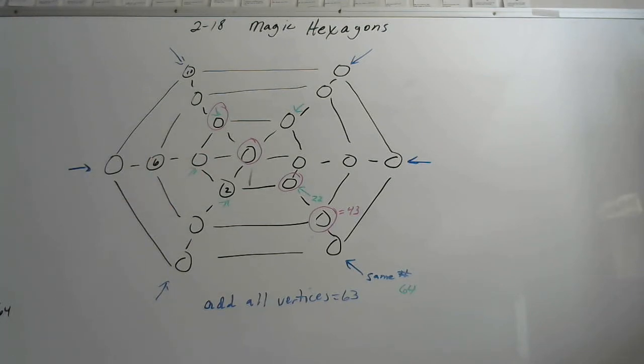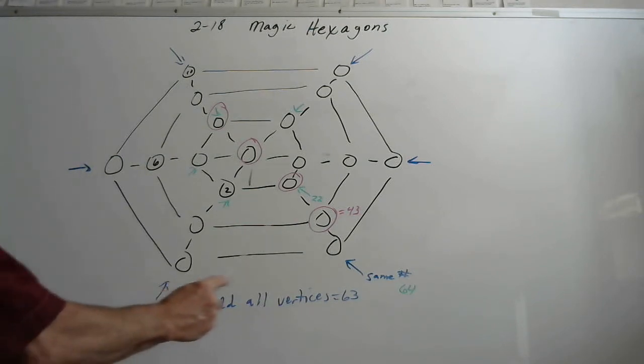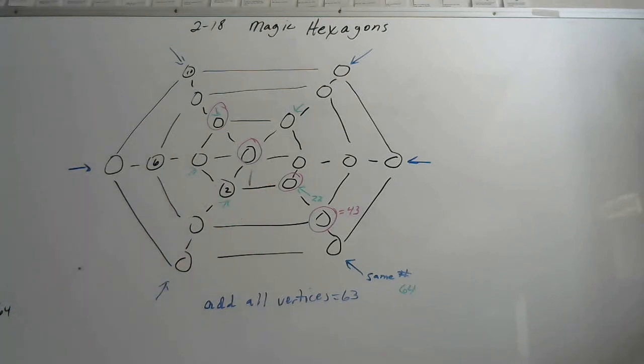Number 2, the sum of the numbers on each diagonal of the smallest one is 22. Here's my smallest one, so this plus this plus this is 22. This plus this plus this is 22. This plus this is 22. The sum of the numbers on each diagonal of the largest is 64. So going across this way is going to be 64, 64, 64.